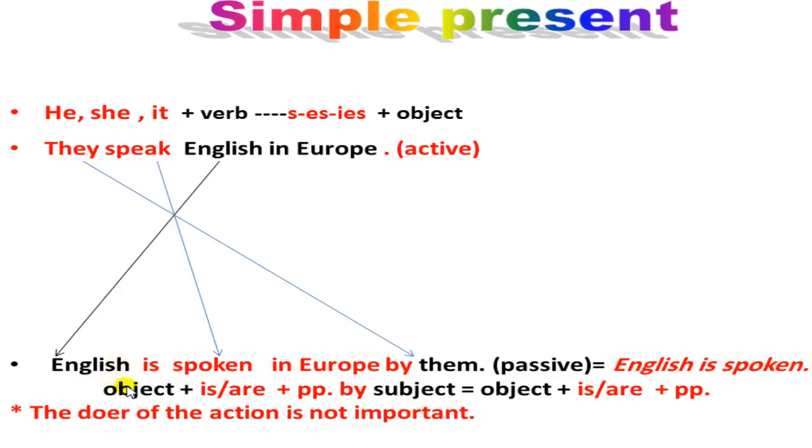So to make a sentence passive in the simple present tense: object, is, are, past participle, by, subject. If by plus the subject is not important and it's known, it would be object, is, are, plus pp, past participle. Why? We omit by and the subject, the doer of the action. We erase it, we delete it. Why? Because the doer of the action is not important. English is spoken in Europe.